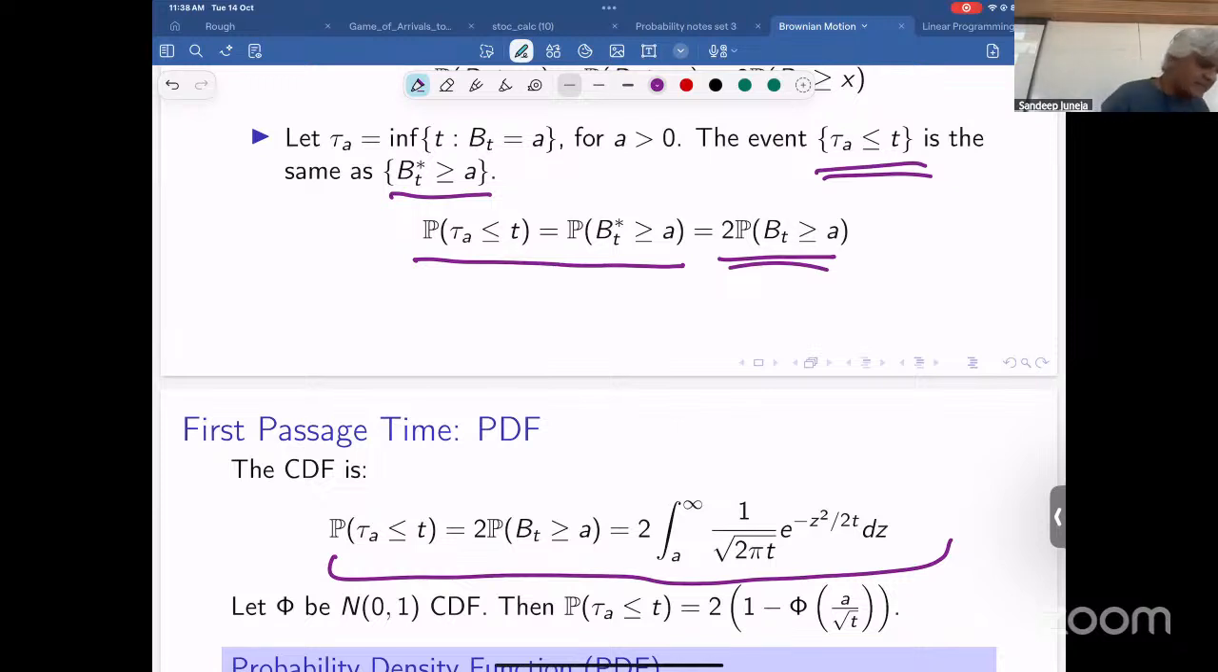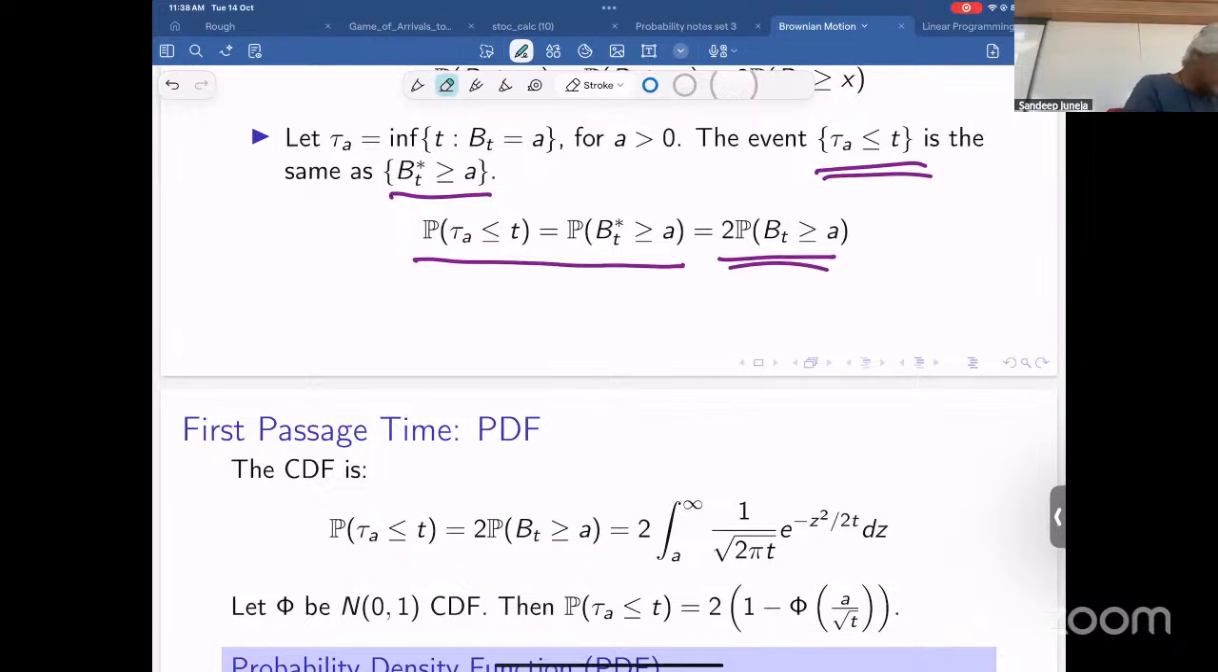But this is a well-defined PDF, in the sense that if I let t go to infinity, this probability will go to 1. But just to be sure, let's say it takes infinite time to reach, not to be greater than or equal.